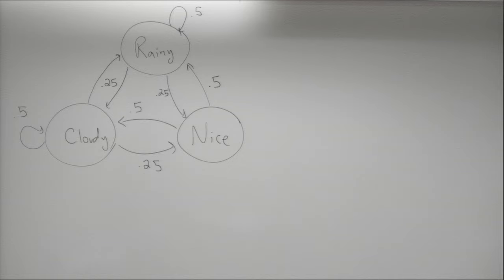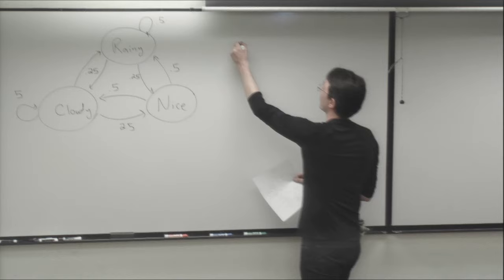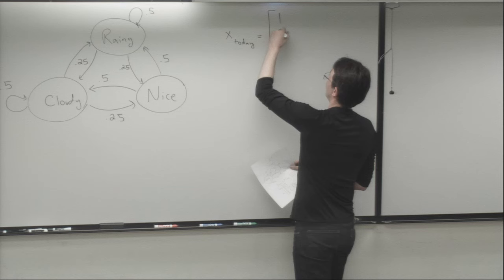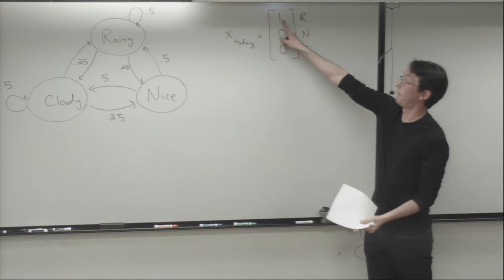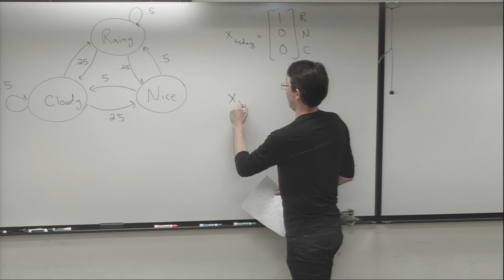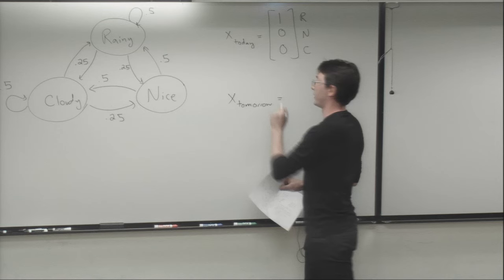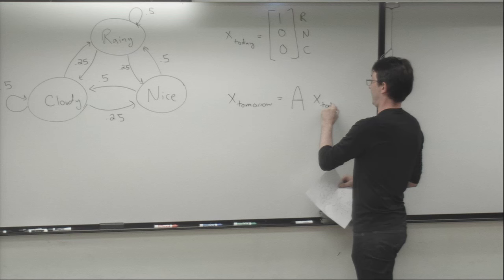And so what we can write down, first of all, we're going to represent this as a vector. We're going to say that our weather today is rainy, nice, cloudy. So our vector represents the probability of what the weather is today. The weather is definitely rainy today, 100% probability. And the probability of the weather tomorrow is going to equal some matrix A times the probability of what the weather is today. Pretty simple. This is a very crude model for the weather.